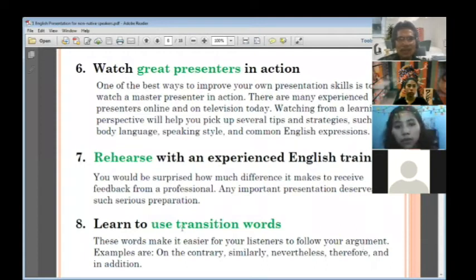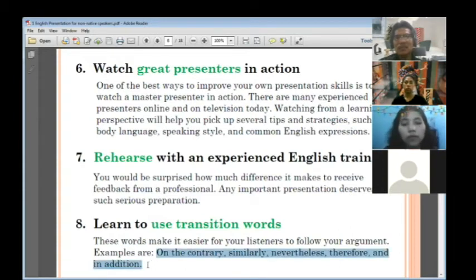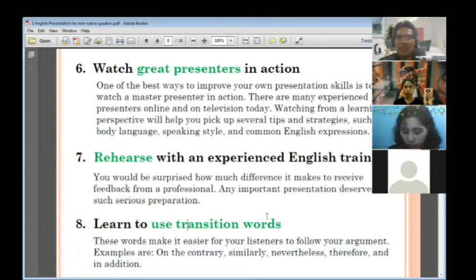So these examples of transition words like nevertheless, therefore, and in addition should be understood well by the learners of public speaking. Ini harus dipahami betul ya, apa itu nevertheless, therefore, ya, and in addition. Ini tergolong dalam transition words. Ya.